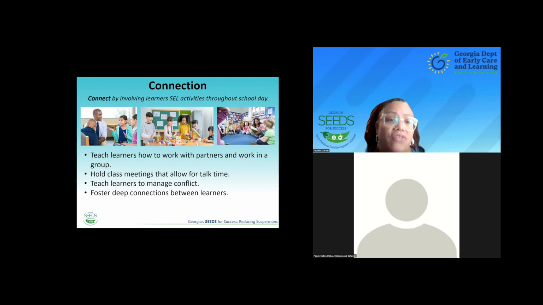Next will be foster deep connections between learners. Have your students share throughout the year about a topic such as cultural background, family traditions, or opinions about a current event. Learning about their classmates will broaden their perspective as they consider that everyone's background and experience is not necessarily the same as their own.